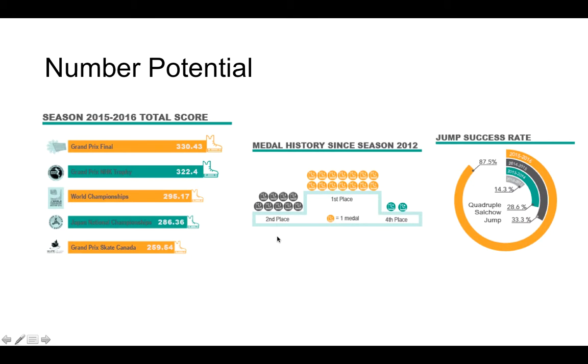The second one is a display of the medal amounts. By combining the podium appearance display, this display clearly answers the question, how many medals has Yuzuru Hanyu gained in the past years? The last number display shows the success rate improvements in one particular jump. Here I use a donut shape to emphasize the increment of the success rate, and by looking at this display, the viewer can see the improving trend over time.